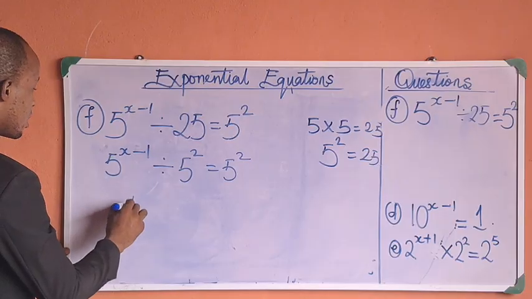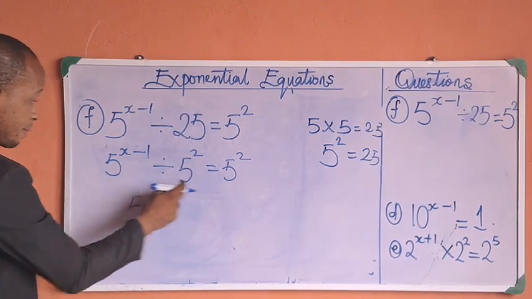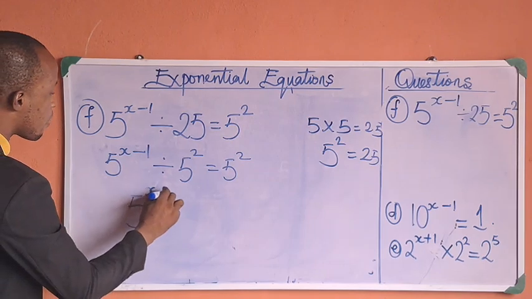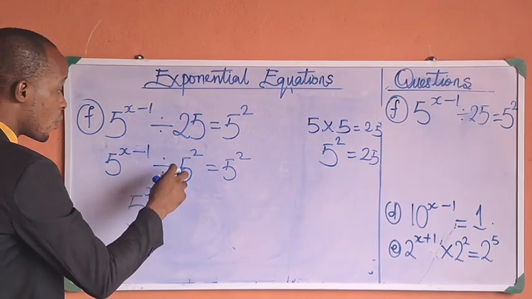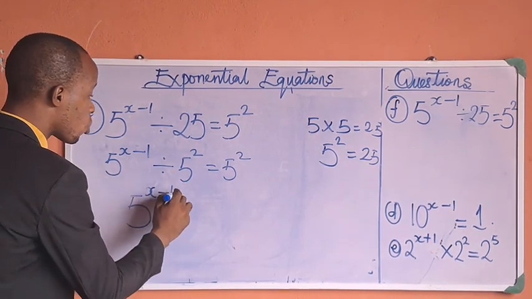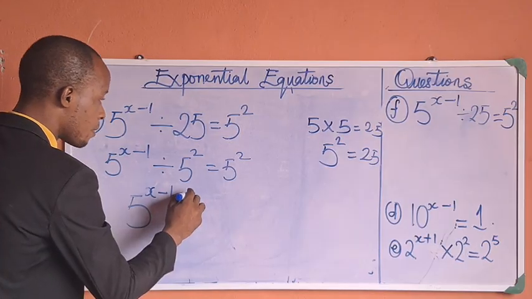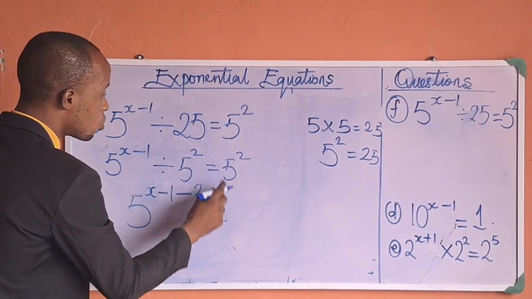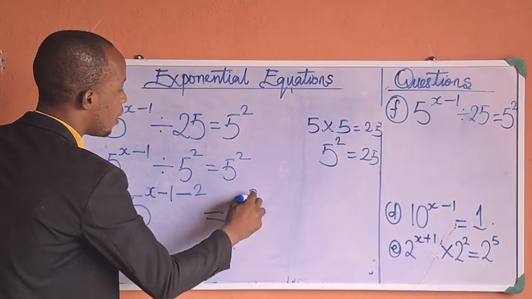So the next step will be, I pick one of the bases on the left side of the equation, and then the power for the first base is x minus 1. And then what are we doing? We are changing division to subtraction. Don't forget that. And then the power of the second base is 2, equals to the other side, which is 5 raised to power 2.